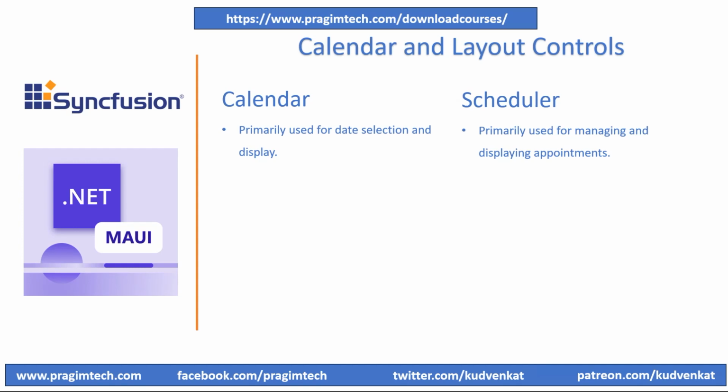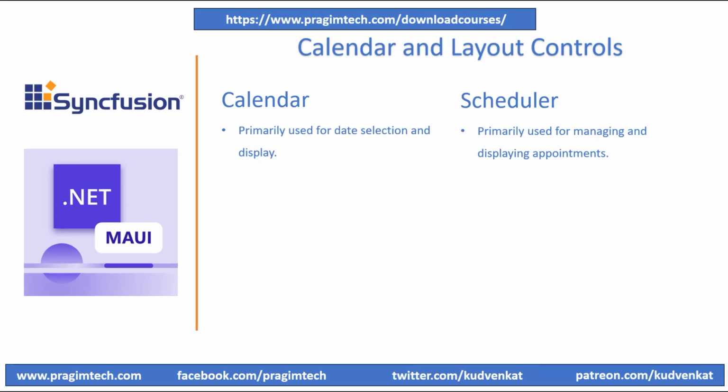The calendar control is primarily used for date selection and display. It allows users to view dates, navigate through different months and years, and select specific dates for various purposes within the application. The scheduler control is designed for managing and displaying events, appointments, and tasks in a time-based view. It provides a comprehensive interface for users to view, create, edit, and manage scheduled activities within a specific time frame.